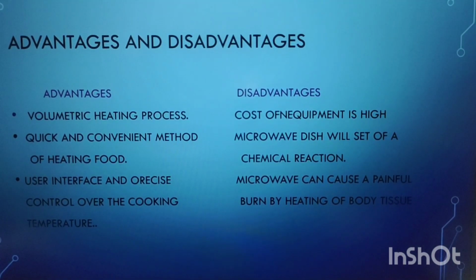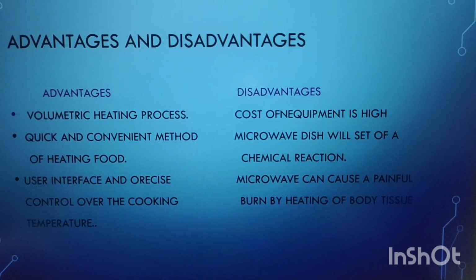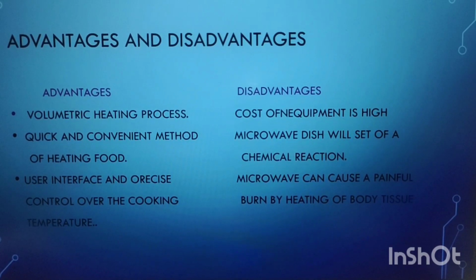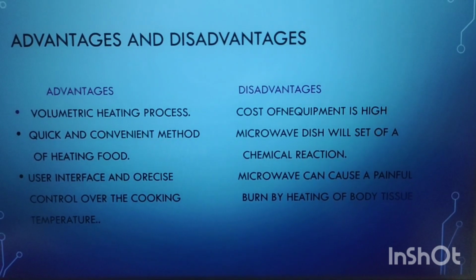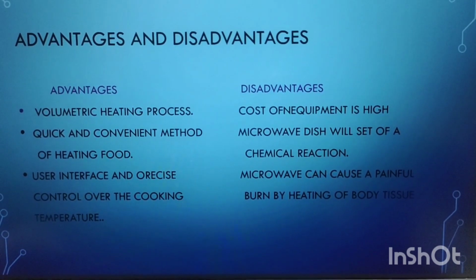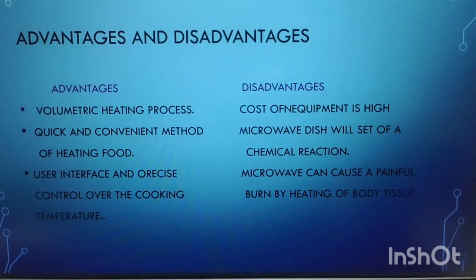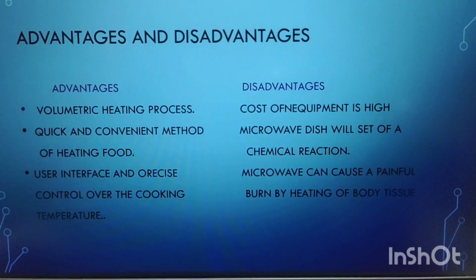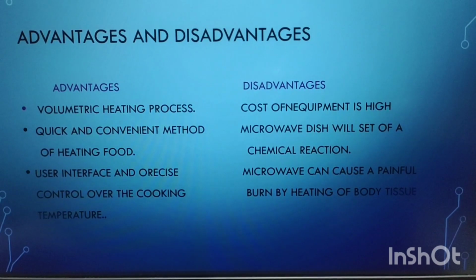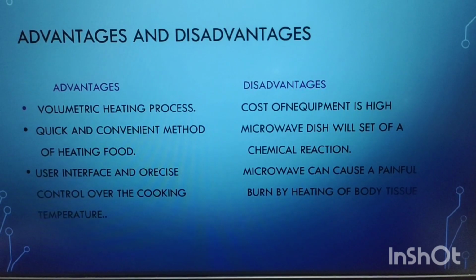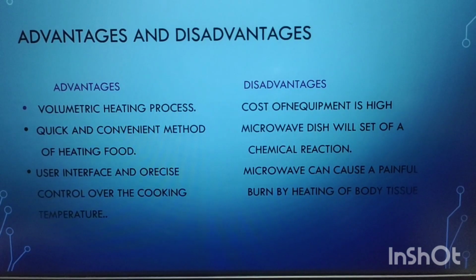Disadvantages: the cost of the equipment is high. A microwave oven dish can set off a chemical reaction. A microwave oven can cause a painful burn by heating body tissue. What are the advantages? If we are producing any product, the advantages should be more and the disadvantages should be less. We can see the disadvantage in the microwave oven a little bit.